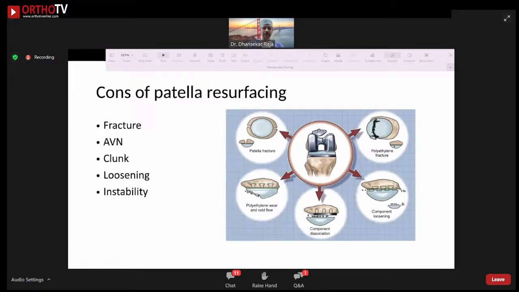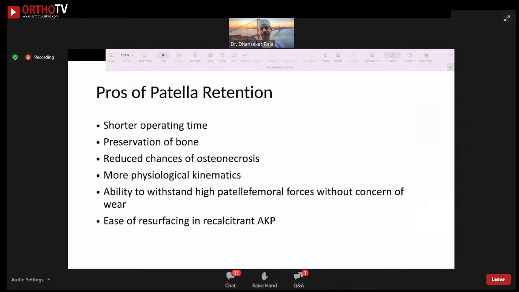The cons of patellar resurfacing: sometimes if you have a very thin patella and you try to resurface, you can have a fracture. You can have avascular necrosis because you are devascularizing around the blood supply. Now, sometimes in PS knees, you can have a patellofemoral clunk when you resurface the patella. That could be patellar loosening and sometimes instability if the tracking is not okay.